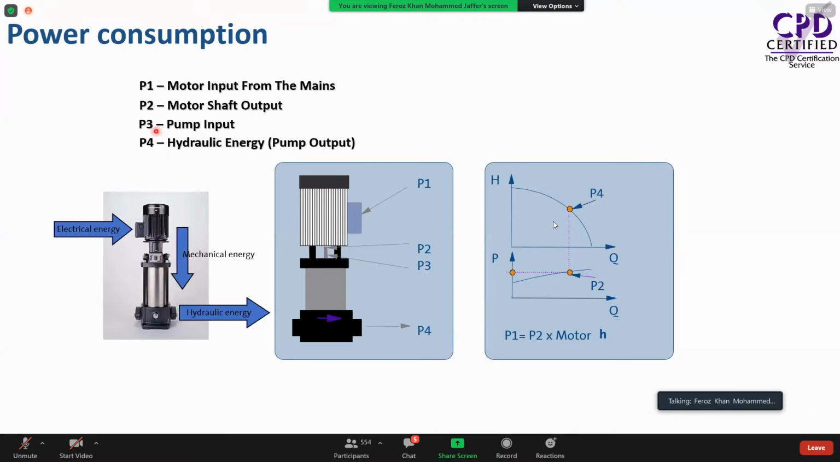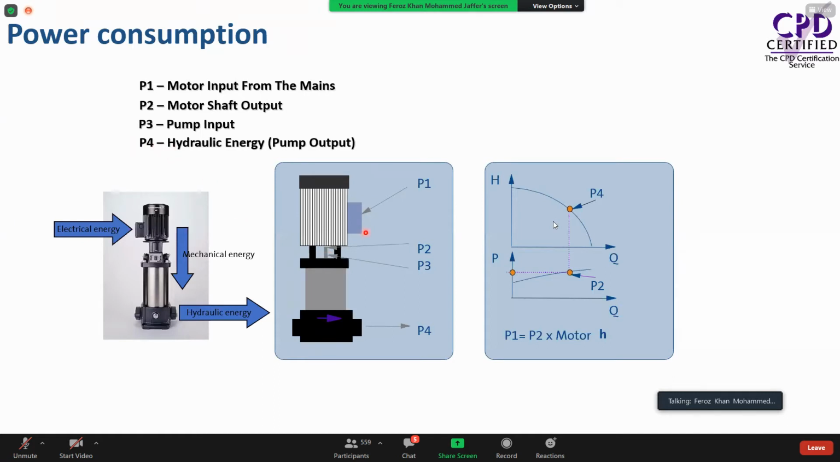That will be P3. You can argue, P2 and P3, is it not the same? Actually, it is assumed to be the same, but in theory, it is not the same because we have something called a coupling. This P3 is after the coupling losses. So we have the power output from the motor and a coupling, and then after the coupling, we give the power to the pump. There will be a very negligible power lost in the coupling. But for practical reasons, we can assume that P2 is equal to P3.